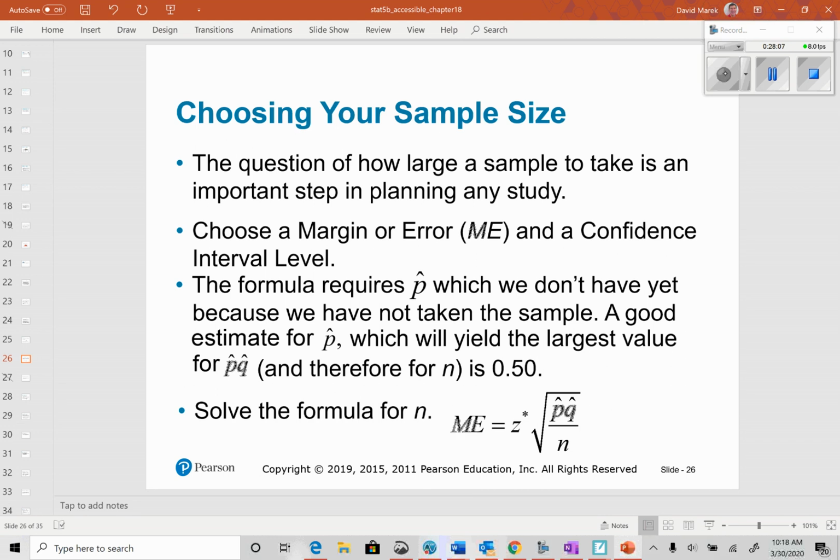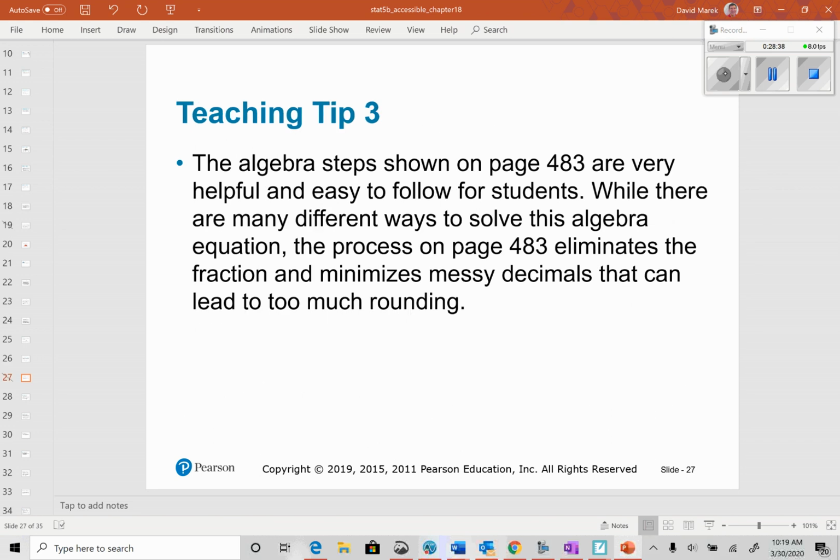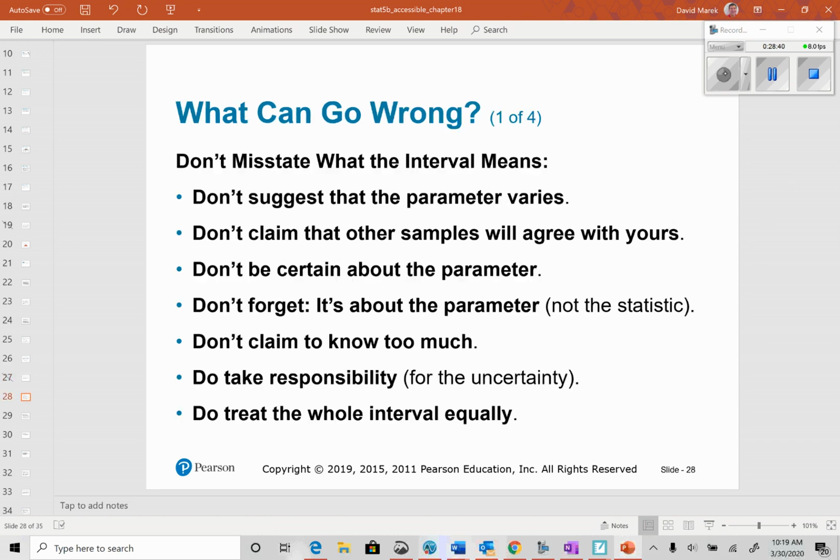How large of a sample size? That's a huge step in doing any of these surveys, any of these experiments. It's got to be big enough that you're not taking too many people, but yet you can't be too small either. Okay, so again, remember, margin of error is going to be that z star times our standard error. Okay, those have to go together.